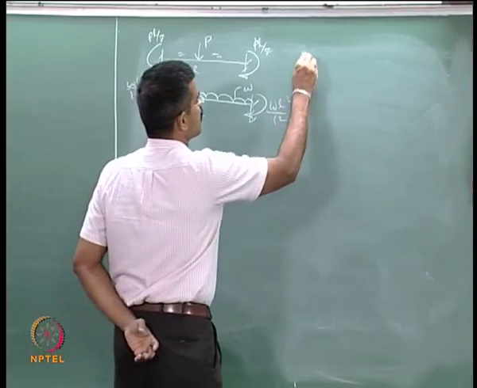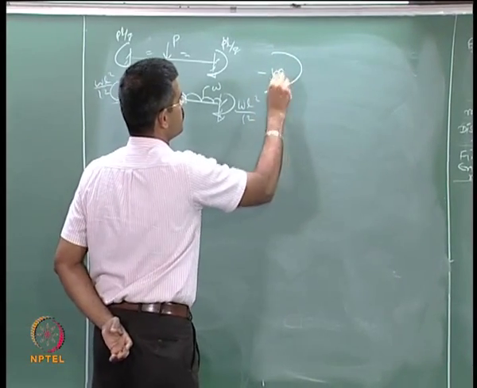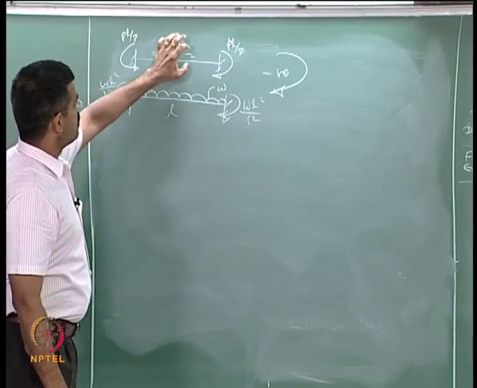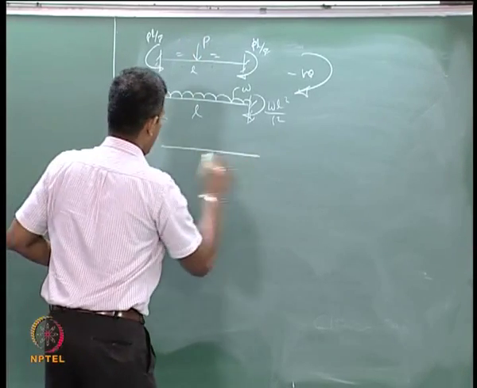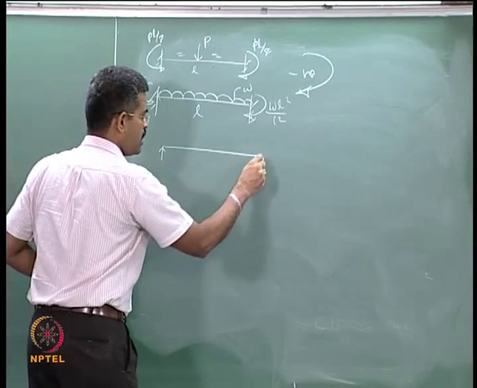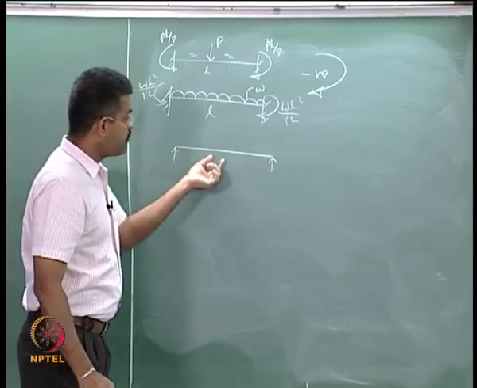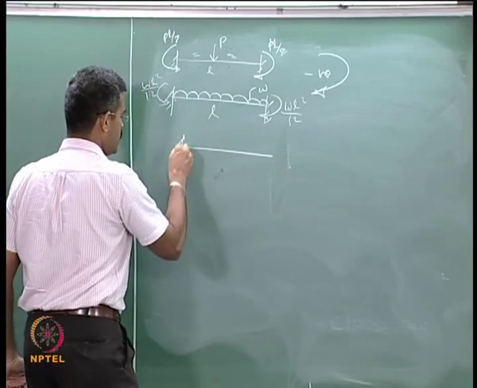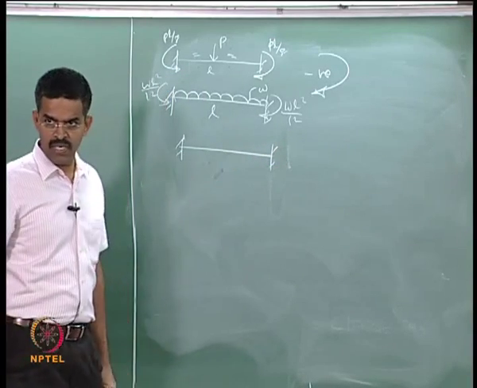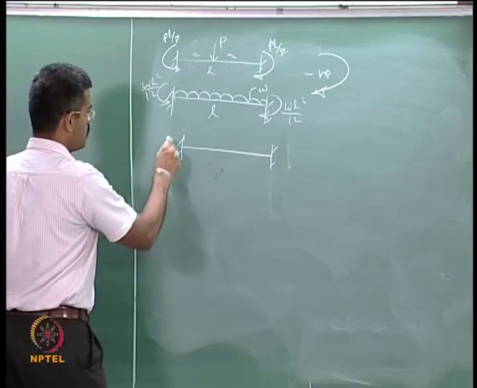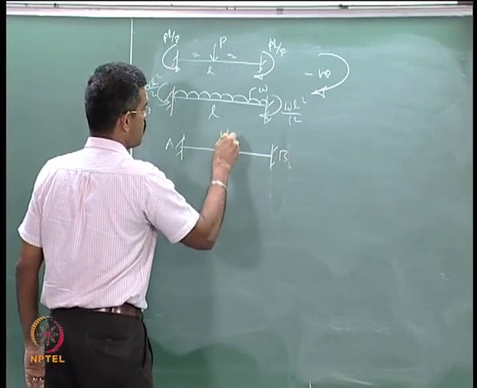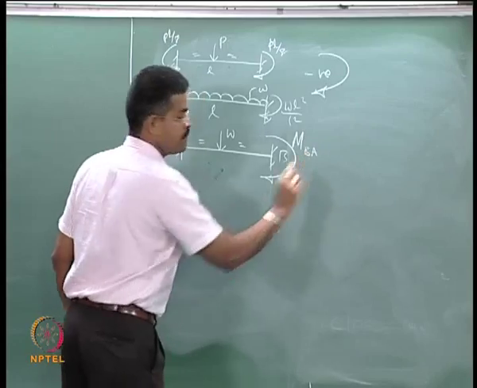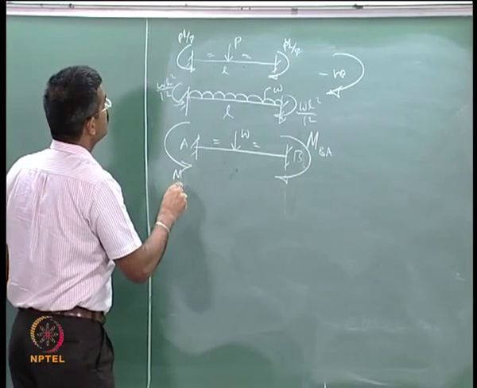Now, I consider clockwise moments as negative, some sign convention I have to follow. So, I pick up this problem. Initially AB is simply supported, but I am trying to find the fixed end moments. So, I must convert these supports to fixed, I have to assume them fixed, then release them later, I will show you. So, this is A, this is B, central load W. So, now this will be MBA and this will be MAB.